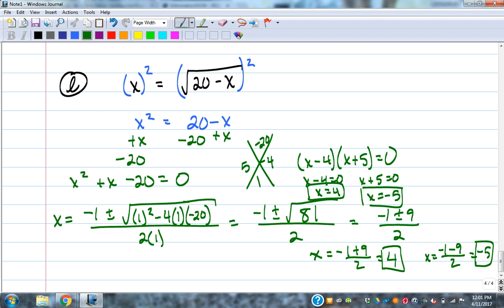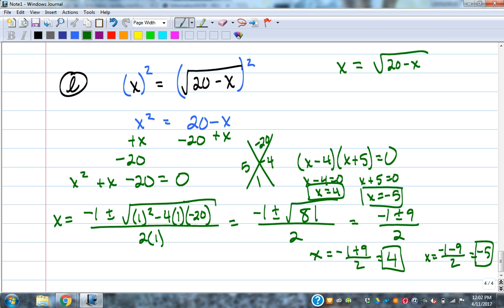Okay. Now we got 2 answers. We need to check them to make sure they work. So if we go back to the original problem, if I plug in 4, 4 is equal to 20 minus 4 under a square root. 20 minus 4 would be 16. Is the square root of 16 4? Yes. And it's the positive side because it doesn't have a minus in front of the radical.